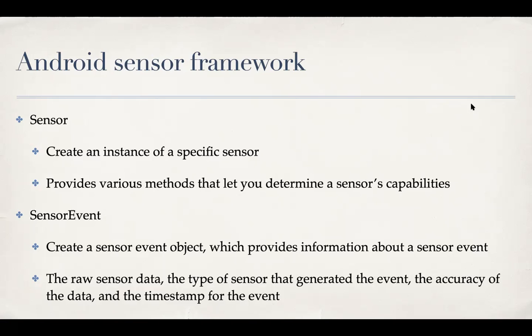Then you have the sensor event, which stands for a sensor event object, and it provides the information about an event, like how often the event is happening, and similar things. So you can get the raw sensor data and type from that, and accuracy, and also the timestamp of the event. So when exactly did this event happen?